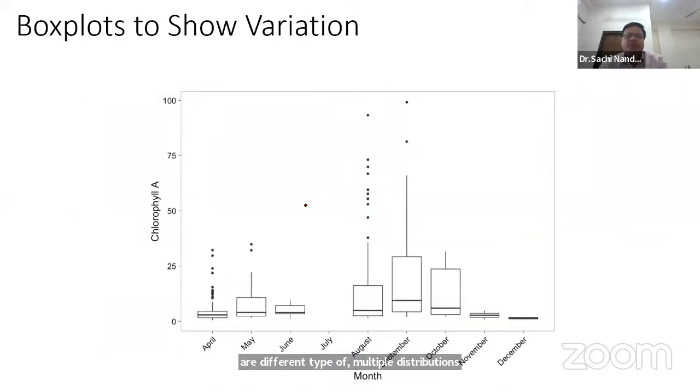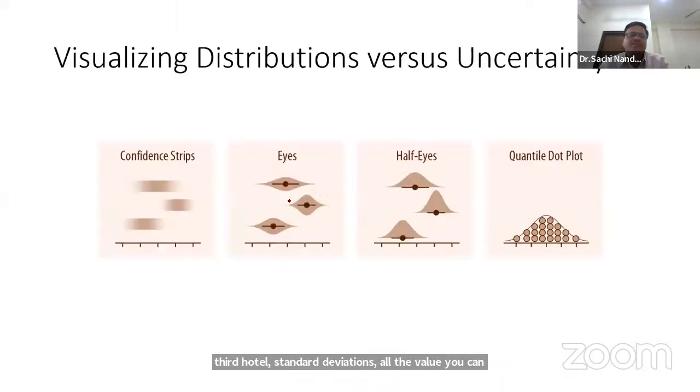And this is a box plot. The box plot is basically used for the first quartile and second. This is the first quartile and median. This is the outlier. The third quartile, standard deviations. All the values you can easily get by using a box plot.